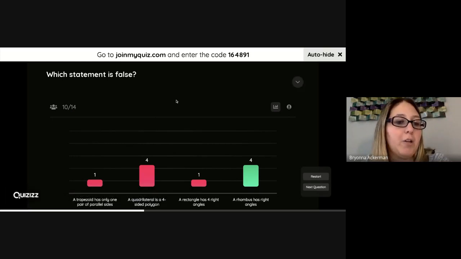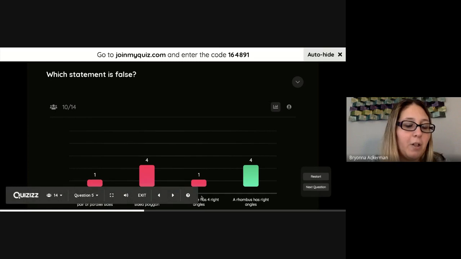A quadrilateral is a 4-sided polygon. That is everything. So if you look at your tree diagram, you'll notice the top says quadrilateral. All the shapes we're talking about are quadrilaterals. And then they're a little more specific, right? So everything we've been doing, though, is a quadrilateral.